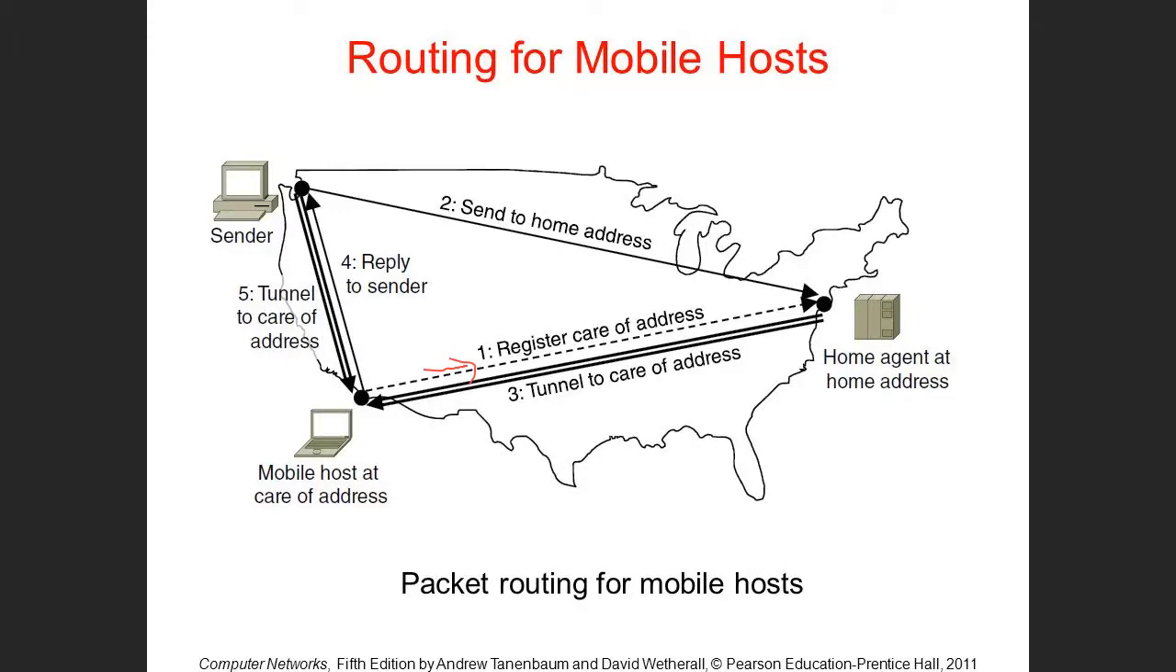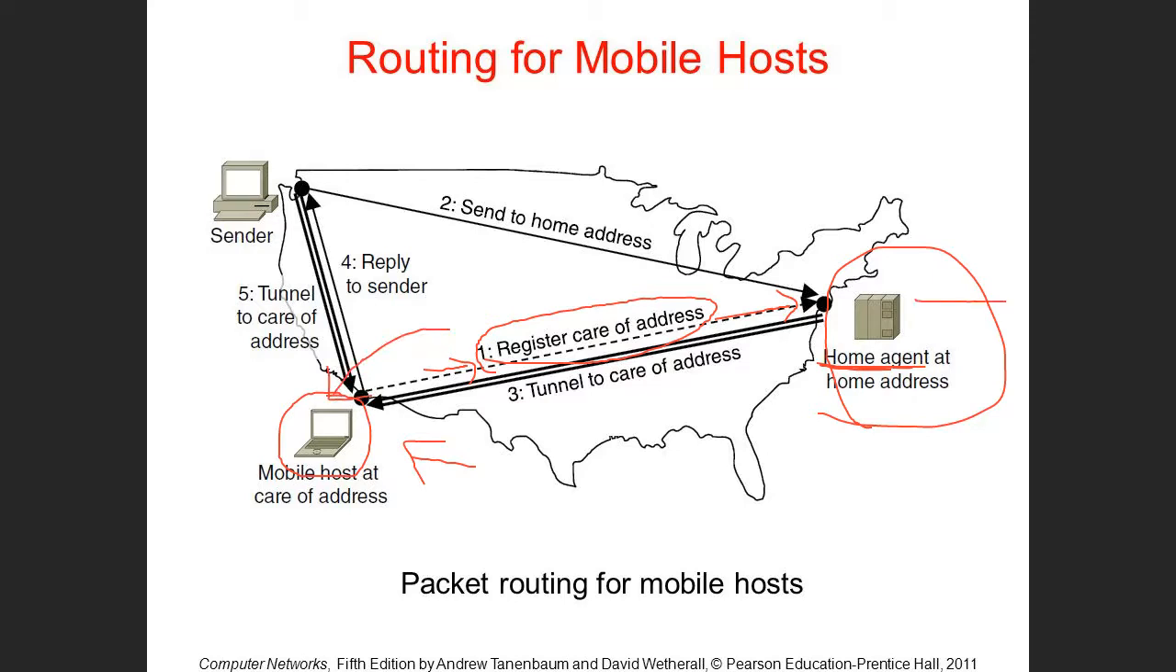When every mobile device moves out of the home area, it sends a registered care of address request to its home agent. This means once this mobile host goes to a new network, it sends a message to its home agent that I have now moved to this new address. Please update your database that I will be available on this IP address. So that is the first message, registered care of address. Is it clear? Guys, is it clear?